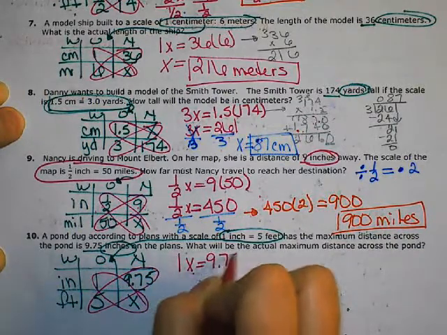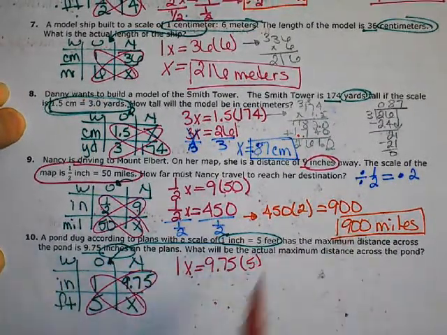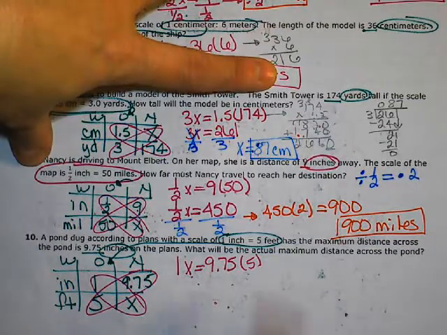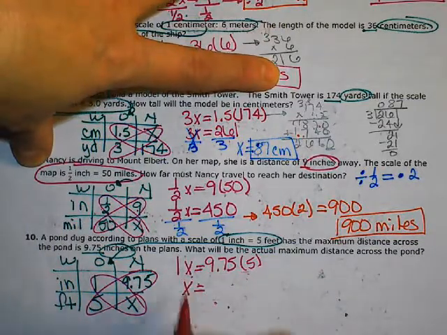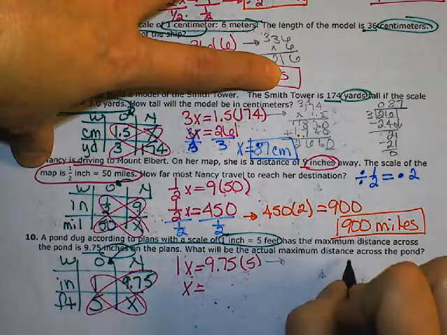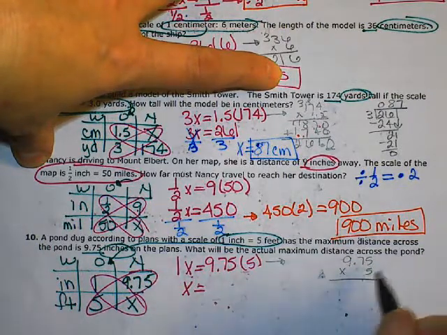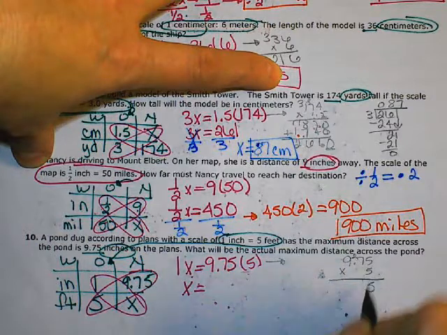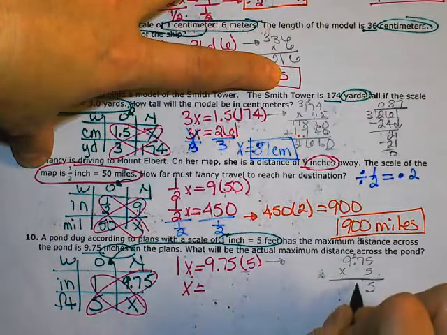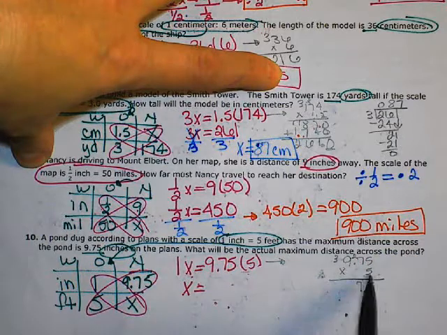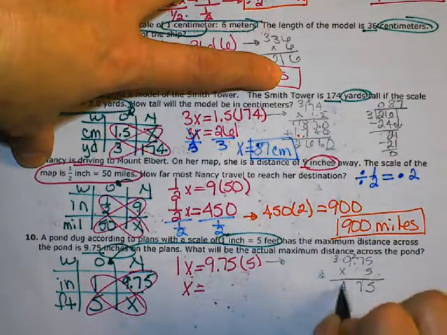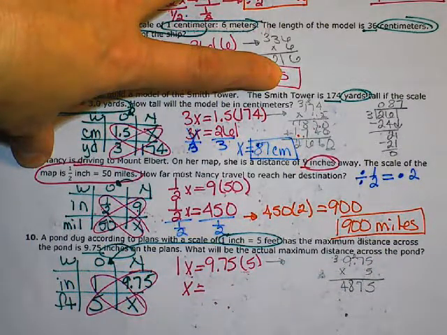I get 1 times x equals 9.75 times 5. Oh goodness, and what is that 1 considered there? That is correct. It is invisible math. So once I multiply these two numbers together, I know that I do not have to divide. So I'm going to come over here and do my math of 9.75 times 5. 5 times 5 is 25. 5 times 7 is 35 plus 2 is 37. 5 times 9 is 45 plus 3 is 48.